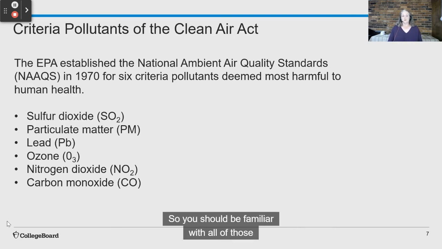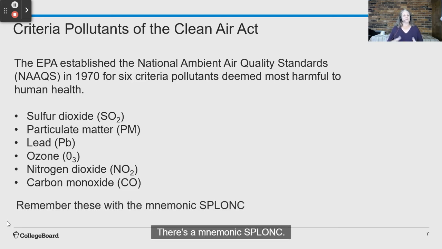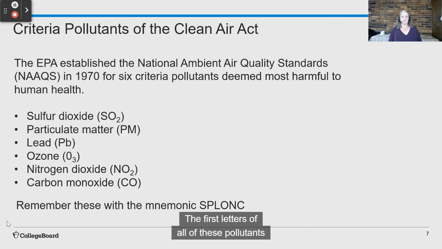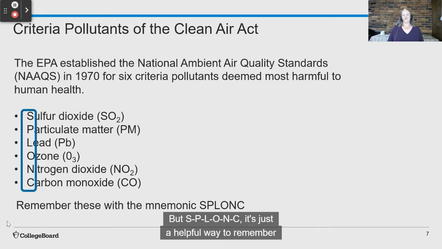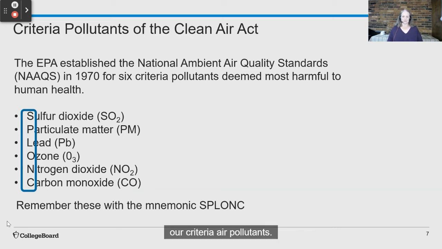So you should be familiar with all of those. If you were asked to list the 6 criteria pollutants, you would need to know all 6 of them. I've got a tip for you though. There's a mnemonic, SPLONK. The first letters of all of these pollutants spell out SPLONK. It's nothing, but it's just a helpful way to remember our criteria air pollutants.